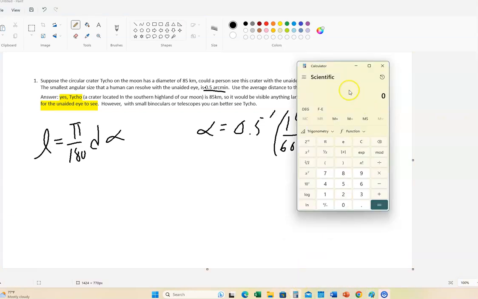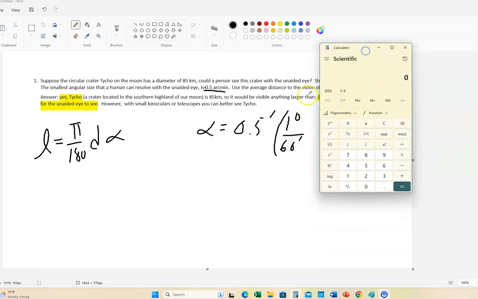All right, so let's do this problem. The first thing is take 0.5 divided by 60. This is our angle in degrees, so a really tiny angle. We multiply that times the distance to the moon, so times 384,400. And then we multiply by pi, and then divided by 180.